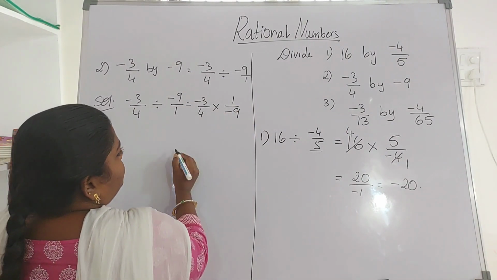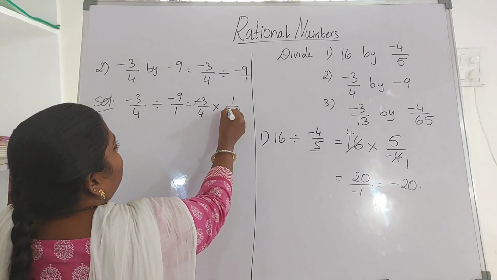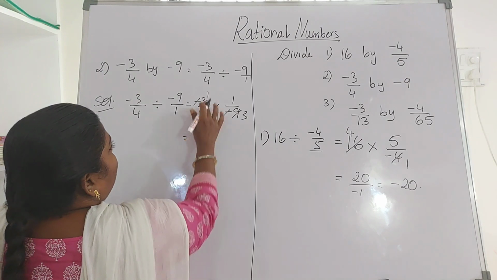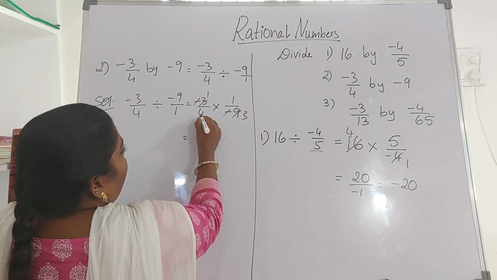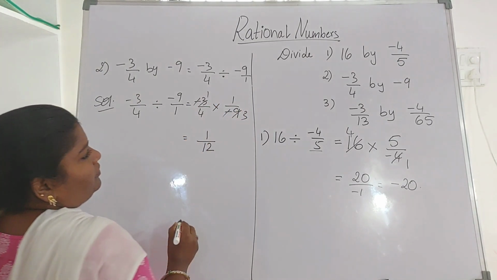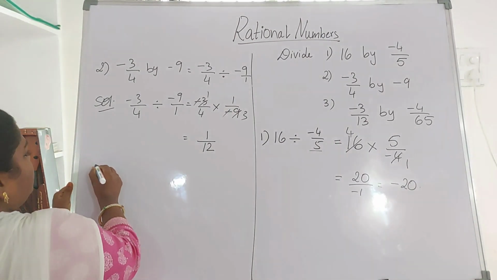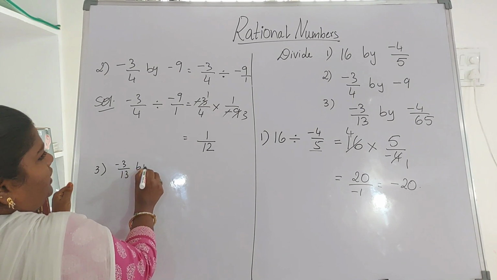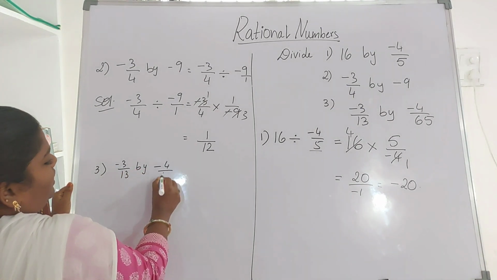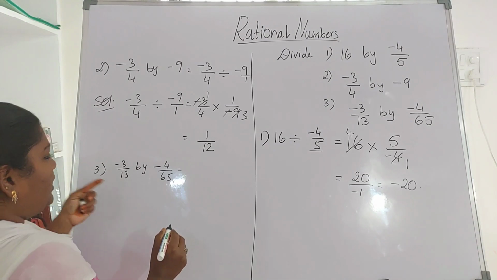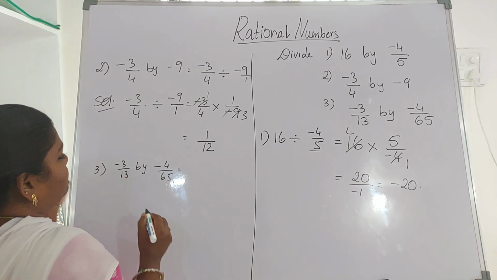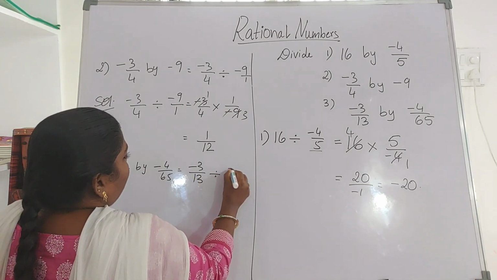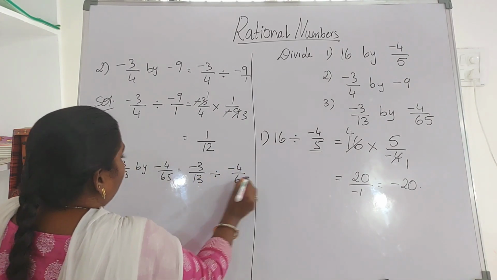Now simplify this. Minus 3, minus gets cancelled, 3 ones, 3 threes. So here 1 ones is 1. 4 threes is 12. Next one, minus 3 by 13 by minus 4 by 65. Same. Now let me write this using a division symbol. Minus 3 by 13 divided by minus 4 by 65.